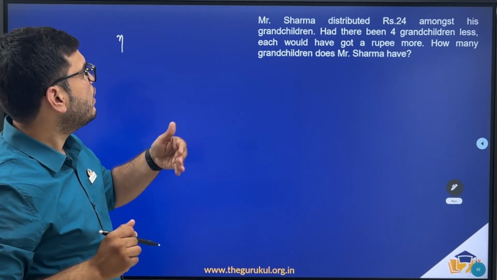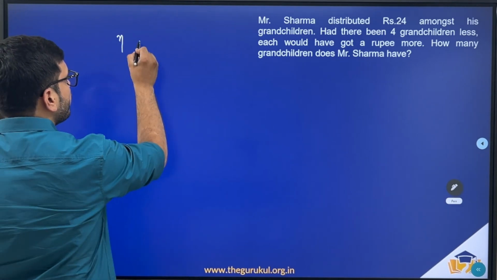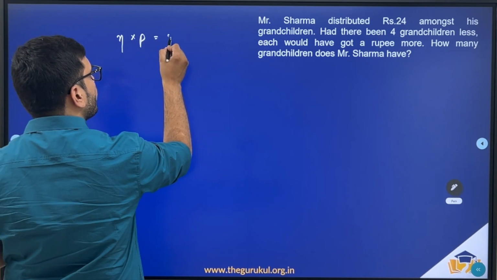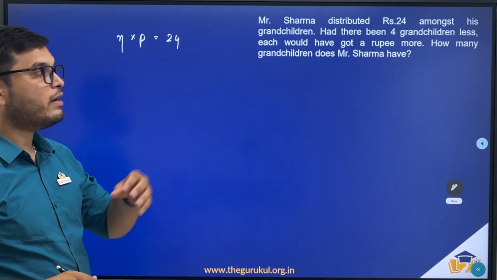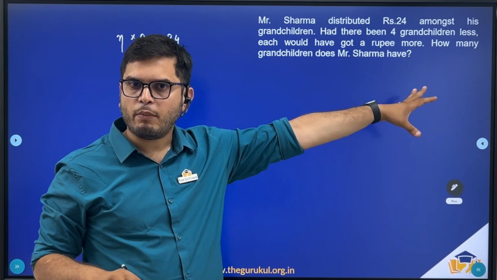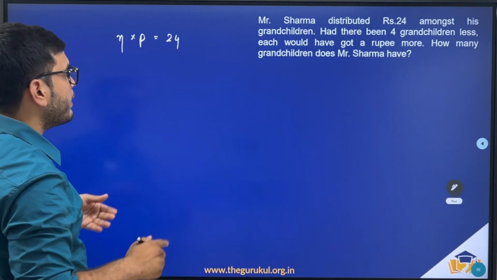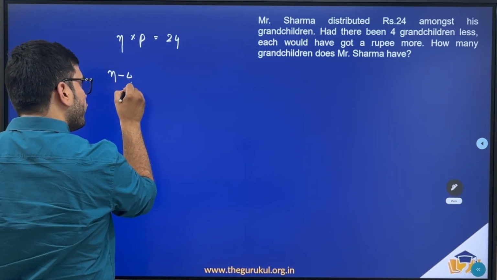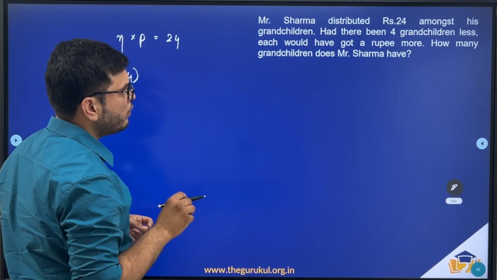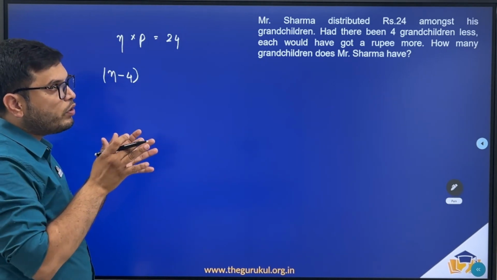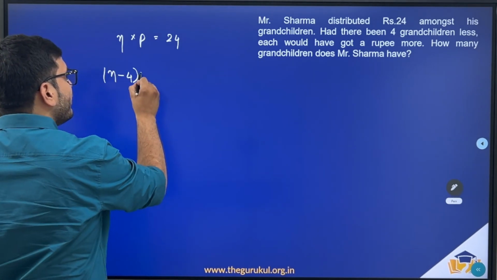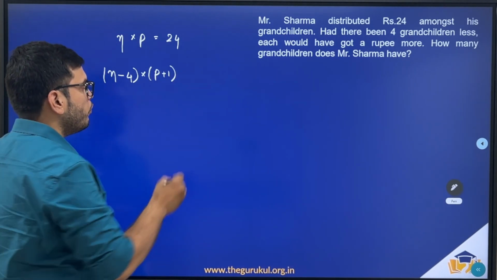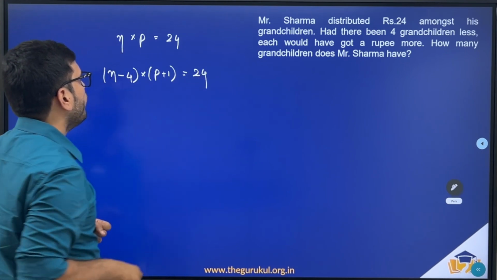In the first case, let us consider that Sharma had given p rupees to each grandchild. So n into p is equal to 24, because he had distributed a total of 24 rupees among his grandchildren, right? Now in the second case, had there been 4 grandchildren less, so the number of grandchildren is n minus 4, then each would have got 1 rupee more, if he had distributed the total 24 rupees. So then each will be getting p plus 1 rupees. Now this is also equal to 24, right?